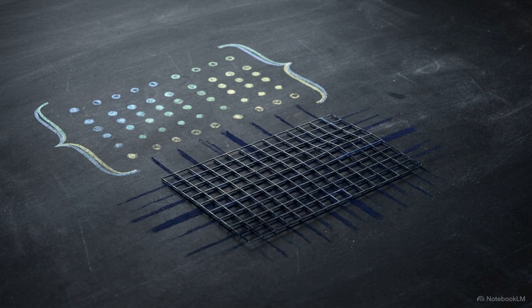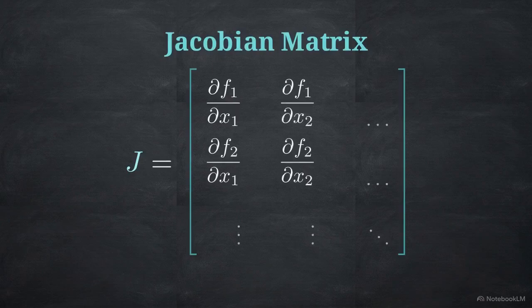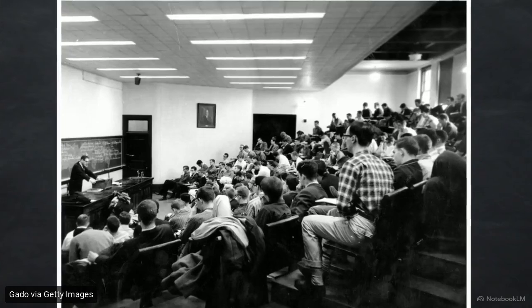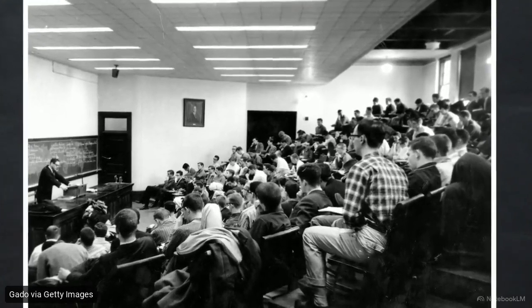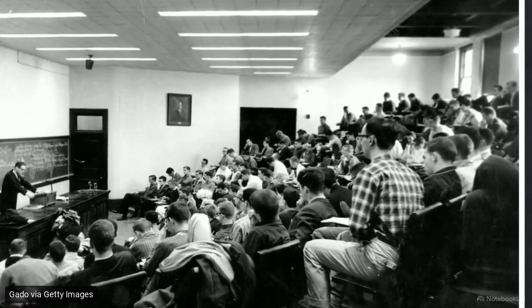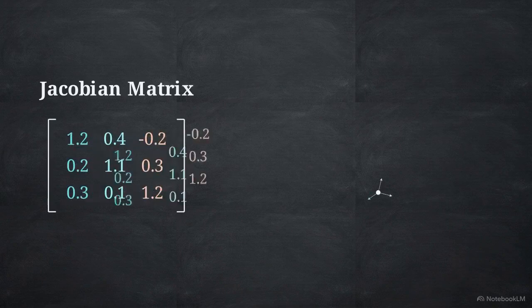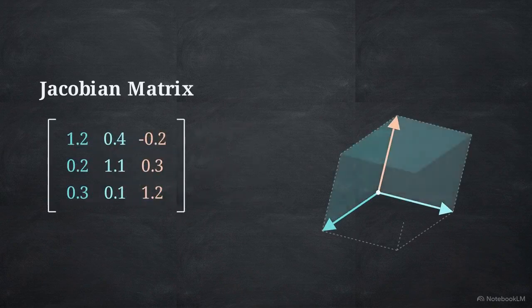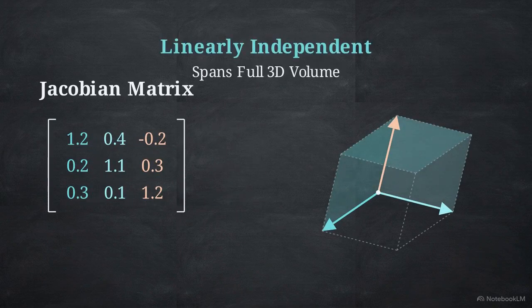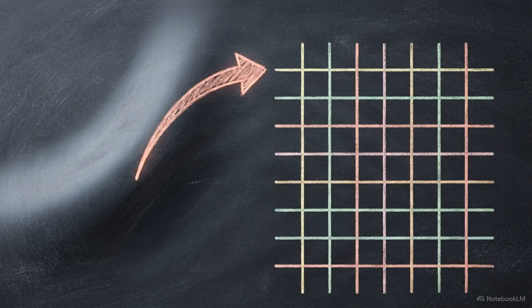You already know the standard tool for measuring the local behavior of a multivariable mapping, the Jacobian matrix. It acts as the multidimensional derivative. Generations of mathematics students have sat in lecture halls grappling with the limits of this matrix. When the Jacobian has full rank, meaning its rows and columns are entirely linearly independent, everything works perfectly. We rely on the inverse and implicit function theorems to guarantee our mappings are well-behaved and locally invertible.